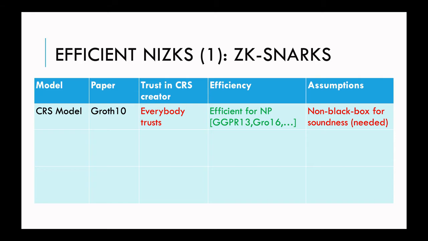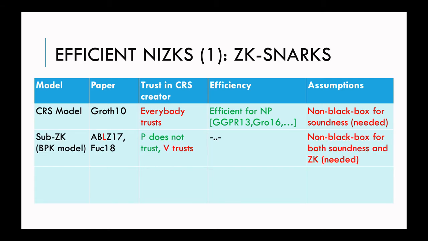It is also known that you can do such SNARKs, but you actually need non-black box assumptions to prove soundness. The next step forward, I would say, is the so-called subversion zero-knowledge or the bare public key model that was first proposed by me and co-authors in Asiacrypt 2017 and then improved by several other authors. In this model, the prover is not required to trust the CRS, but the verifier is.